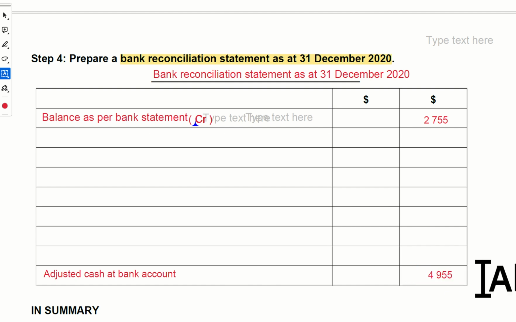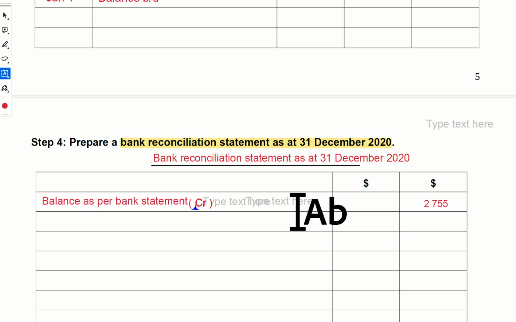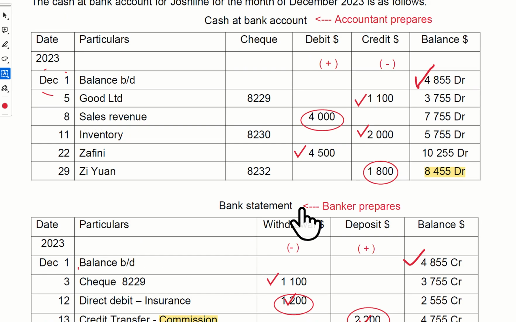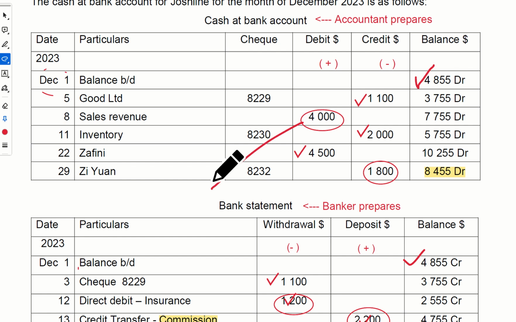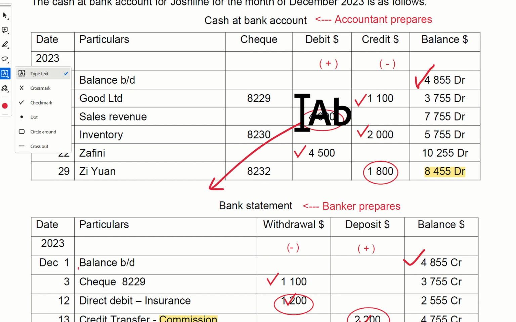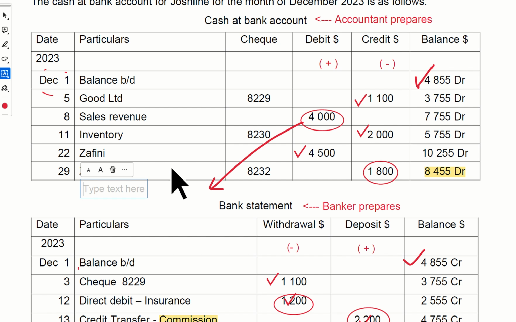Now why are there some differences? There are some differences because you received money and you paid money. Your accountant recorded it, but your banker did not record it. What are the 2 items? The 2 items are here. Firstly, you receive some money, right? You receive this $4,000.